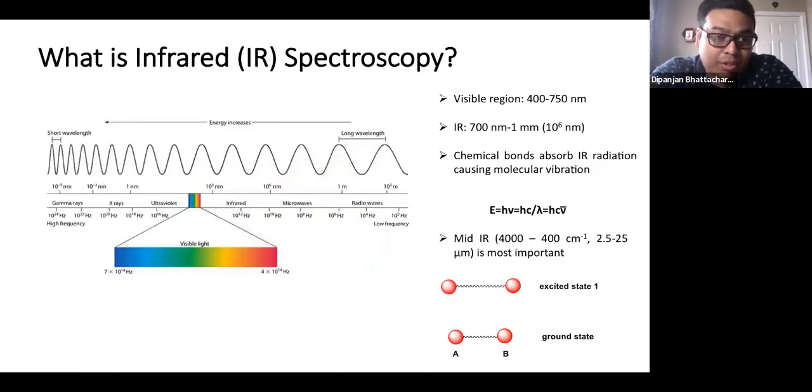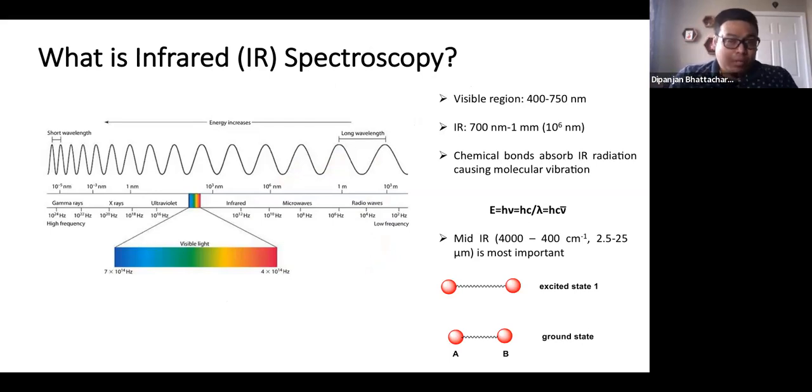Okay, so what is IR spectroscopy? I just put a picture of this electromagnetic radiation spectrum over here for better understanding. So it's basically lower energy than red light. The wavelength is basically from 700 nanometers to about 10 to the power 6 nanometers. That's our IR region.